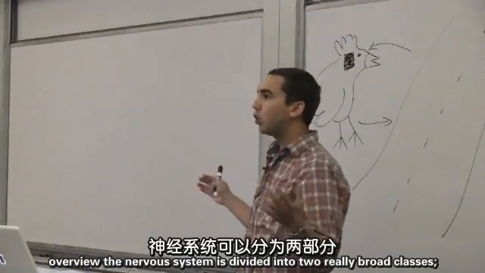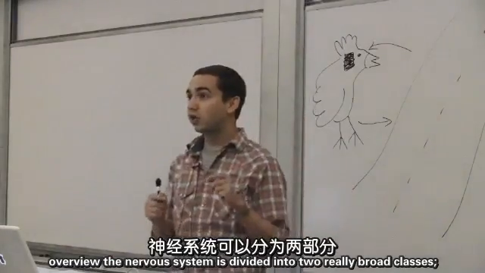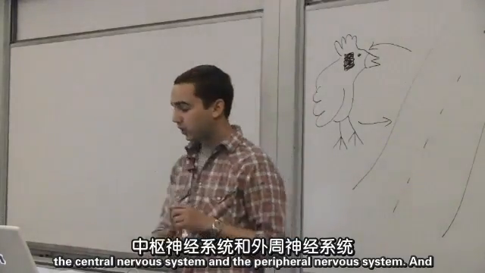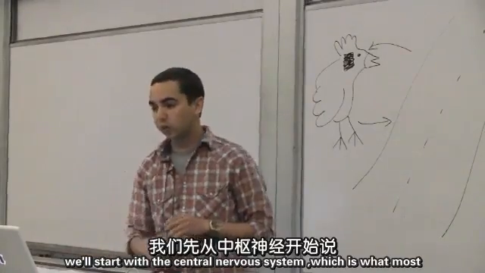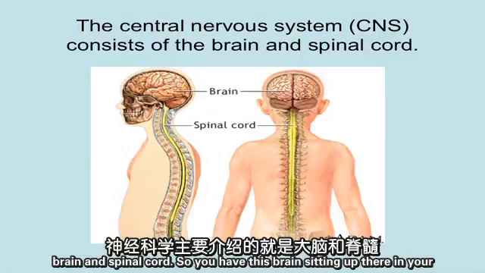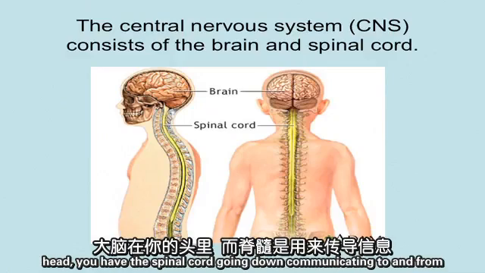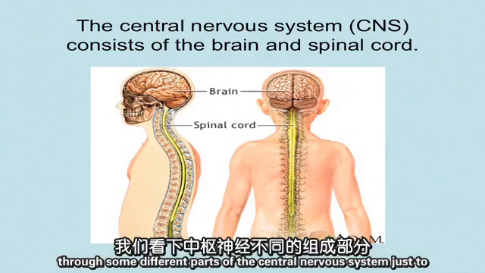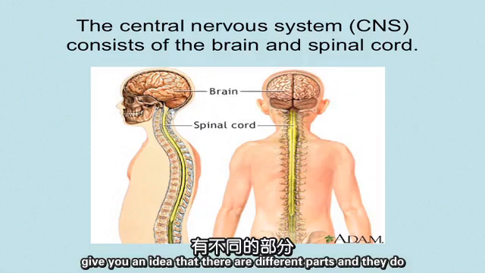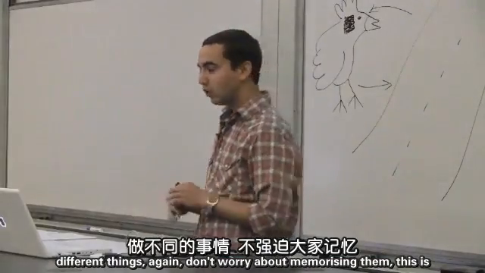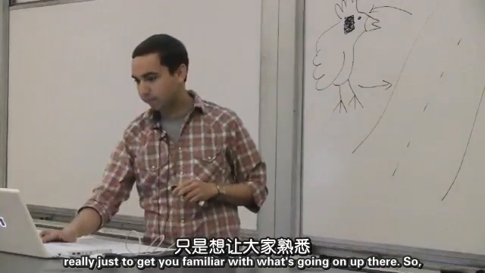So let's think about the brain and the nervous system. To give you a really broad overview, the nervous system is divided into two really broad classes, the central nervous system and the peripheral nervous system. We'll start with the central nervous system, which is what most people think about when they think about neuroscience, which is the brain and spinal cord. So you have this brain sitting up there in your head, you have the spinal cord going down, communicating to and from the brain, and this is the central nervous system. And I'm going to go through some different parts of the central nervous system just to give you an idea that there are different parts and that they do different things. Again, don't worry about memorizing them.